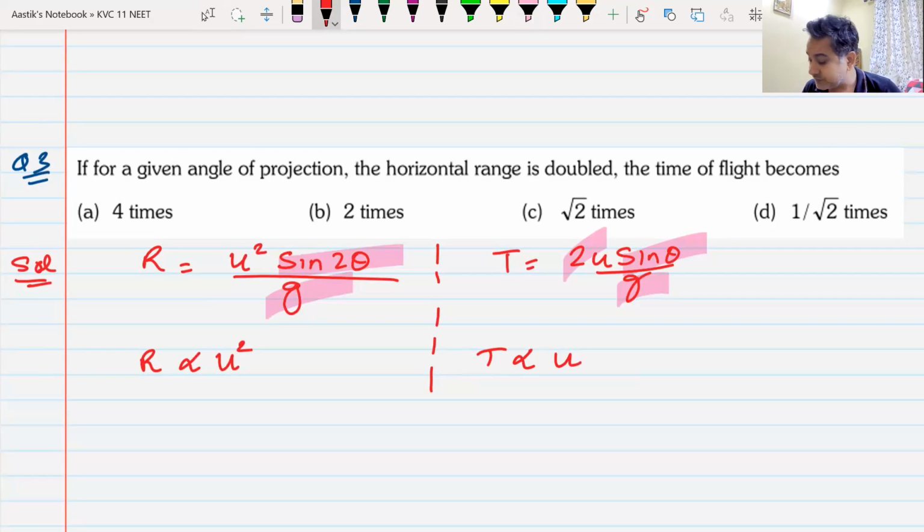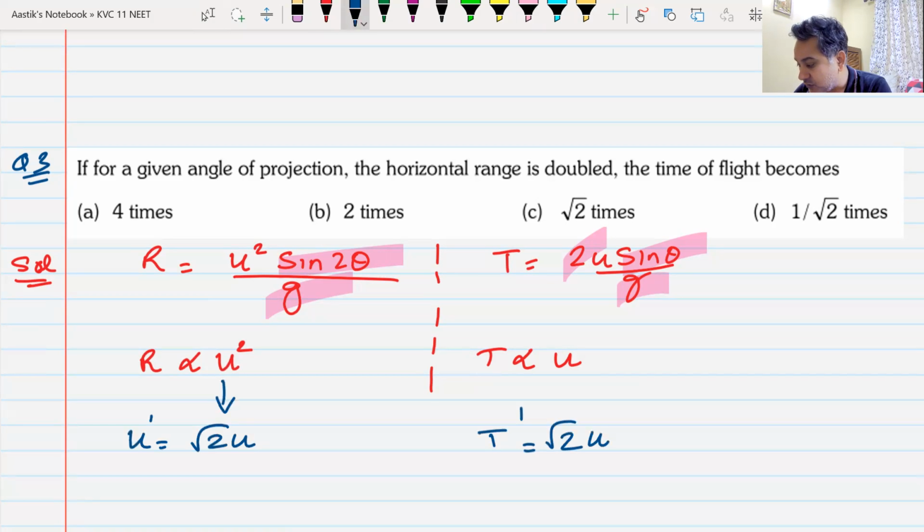Now look at the question. Range has become twice. So what is the effect on U? Range has become twice, so U has become root 2 times. Yes or no? The new initial velocity will become root 2 times of the original velocity. Time of flight is directly proportional to your initial velocity. So new time of flight will become root 2 times of your original time of flight.